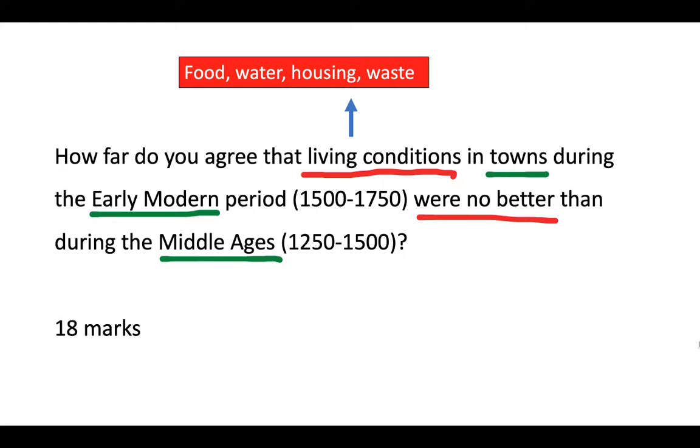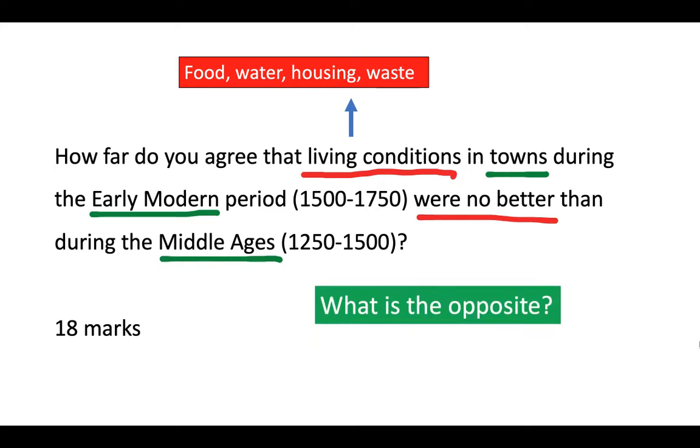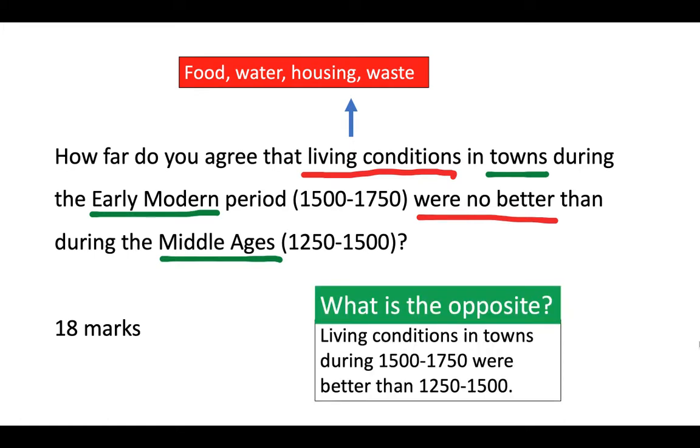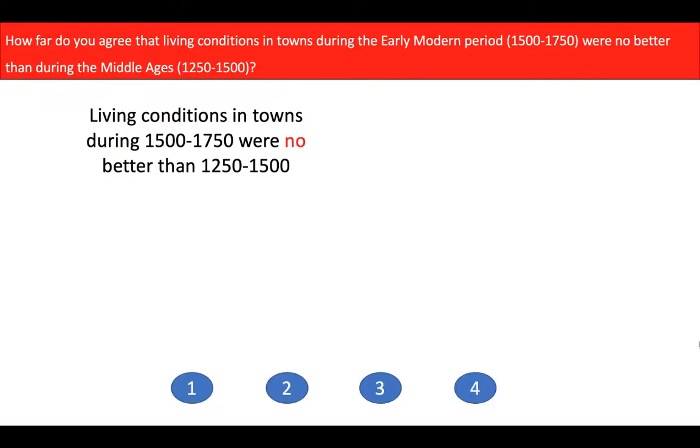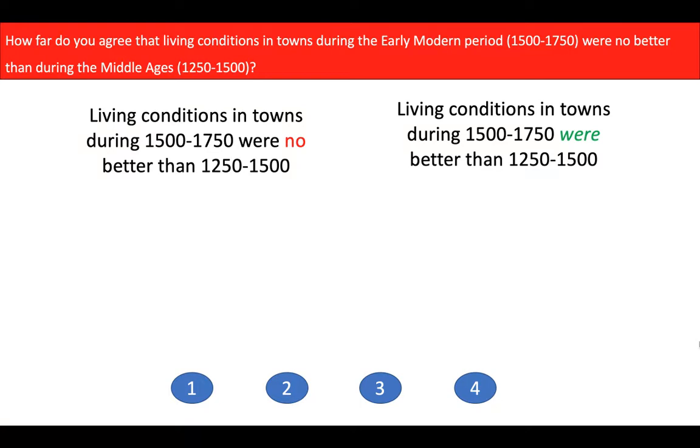Now, remember I said we need to look at 2 sides of the argument. One thing that I'd always find helpful at this stage, and I would do myself, would be to think quickly, okay, so on the one hand, one side of the argument here is that things were no better. Now, what's the opposite argument? What's the other side? And I'm sure, as you are thinking, the other side of the argument is, well, living conditions in towns were better. Okay, so we've got our two different sides to the argument here. Living conditions in towns were no better, and living conditions in towns were better.